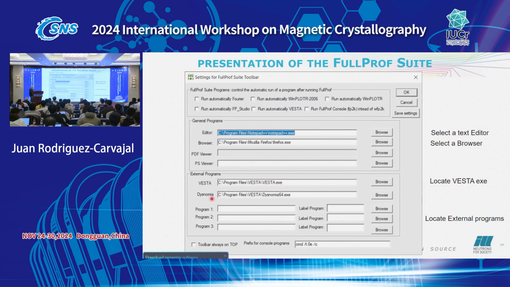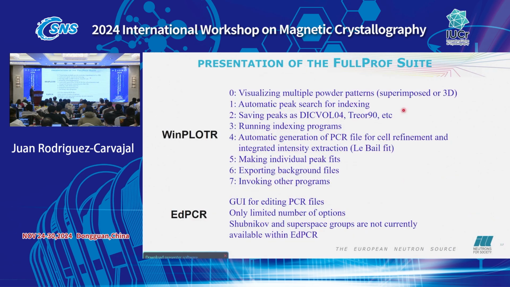And for example, if you want to use maximum entropy using Dysnomia, then you have to tell the program where is the executable. And then as soon as you do that, and you save the settings, you have configured the toolbar, and you have the possibility to access all these programs. WinPlotar is doing plenty of things. I will not explain in detail because we can do that live, but it does many things.